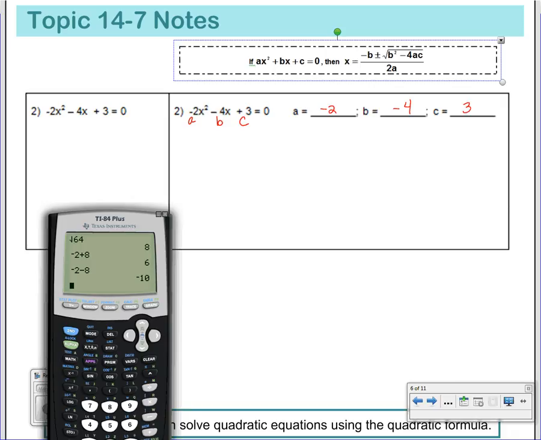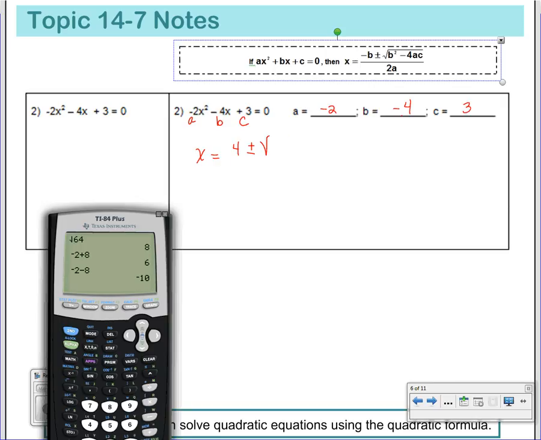It's important that you show that one little step, because if you don't choose your ABCs correctly, the quadratic formula is not going to work for you. So now let's plug in what we have. We have x equals the opposite of b. We start off with negative 4. Opposite of negative 4 is a positive 4.